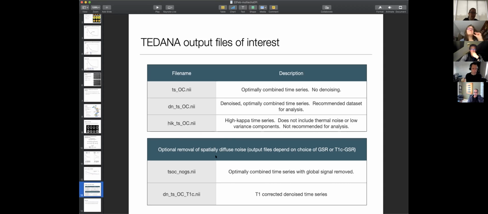And then if you do the optimal removal of spatially diffuse noise, then depending on whether you use a global signal regression or a T1 corrected global signal regression, you'll get the respective extra denoised time series out. As I've said, I've only run this once, and I looked at the recommended one. So I can't say I've definitely run a first level analysis and that this one definitely seems to work better than this output file.